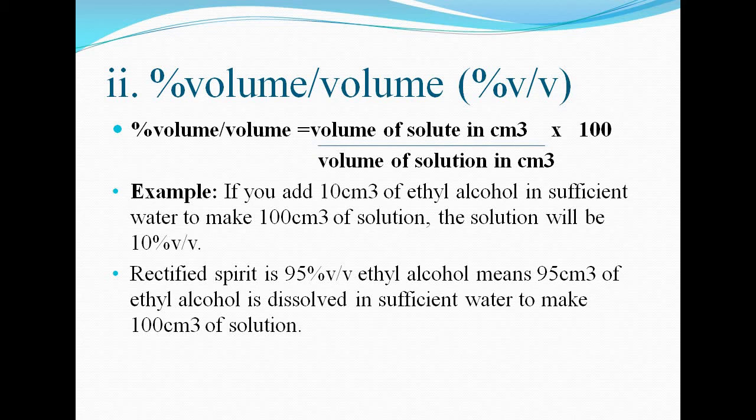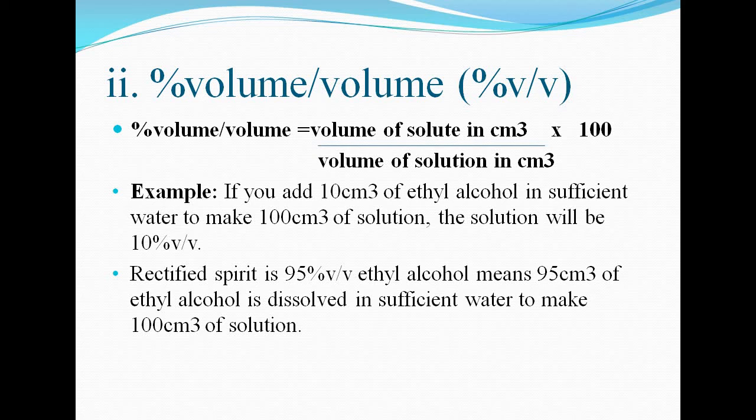For example, if you add 10 centimeter cube of ethyl alcohol to a sufficient amount of water to make 100 centimeter cube of solution, the whole solution becomes 100 centimeter cube, and in that solution 10 centimeter cube of ethyl alcohol is added. So what will be the concentration of ethyl alcohol in this solution? It is 10% V by V, 10% volume by volume. 10 centimeter cube is ethyl alcohol and 100 centimeter cube is the whole solution, ethyl alcohol plus water.